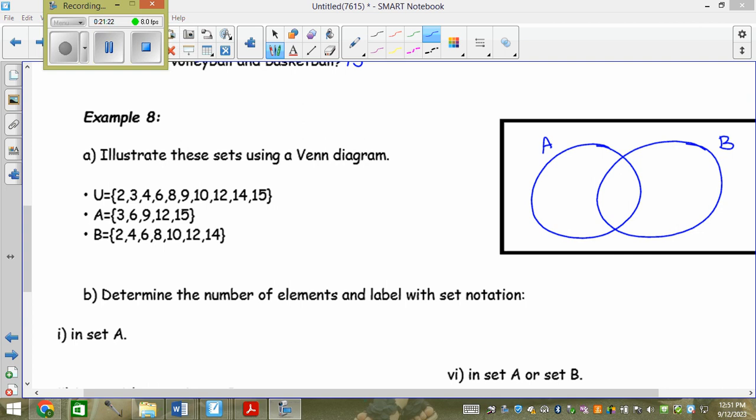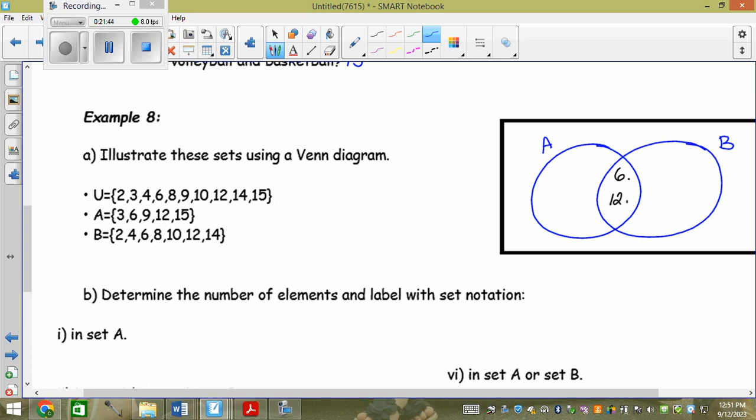So the "and" in this one, what's the intersection of both of them? Is 3 in both? 2? 4? 6. 6 is in both. 8, no, 9, 10, 12 is in both. And then that's it, right?